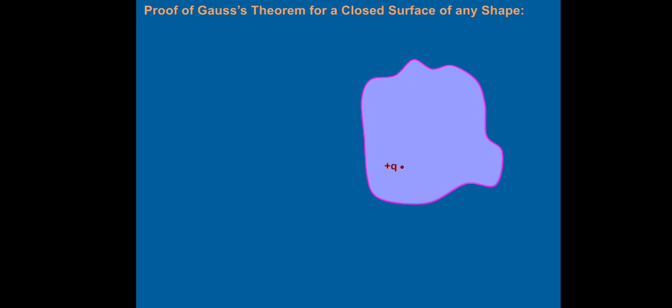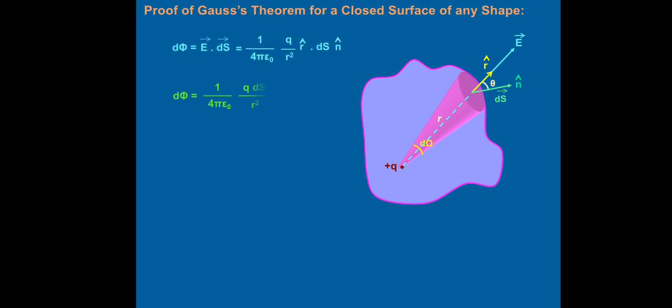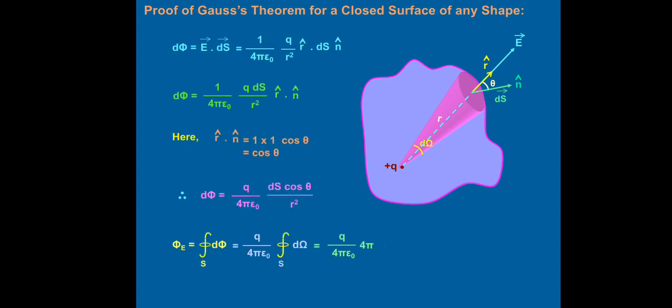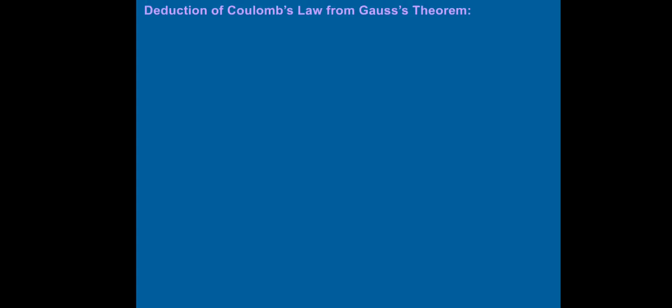Here is another proof of Gauss's theorem for a closed surface of any shape. There is not much difference between this proof and the proof given earlier. Just in this, in place of integration, we use the summation sign and we can get the result easily.